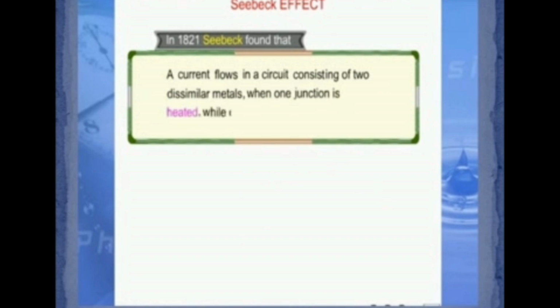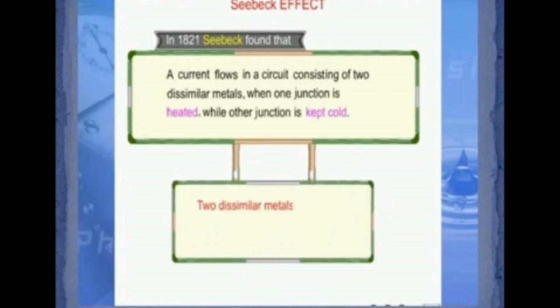Okay, so now you can see the Seebeck effect. In 1821 Seebeck found that current flows in a circuit consisting of two dissimilar metals, that means two different metals, when one junction is heated and the other junction is kept cold. Two dissimilar metals connected to form two junctions is called a thermocouple.